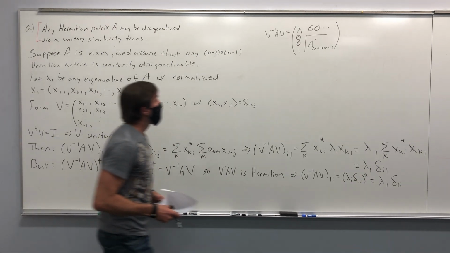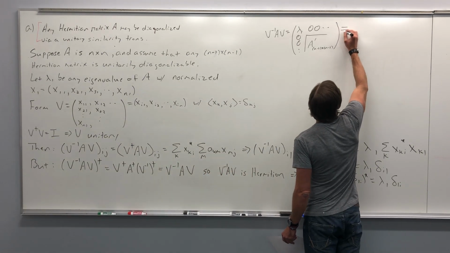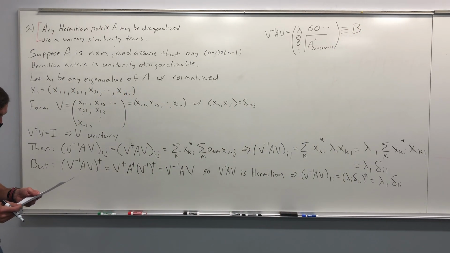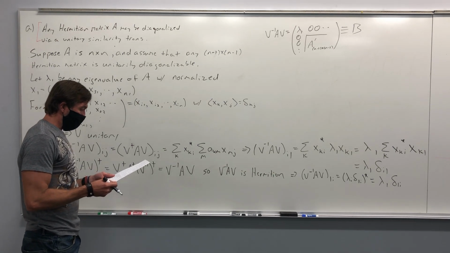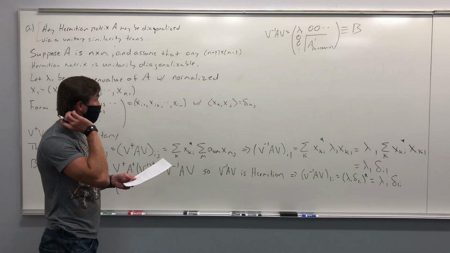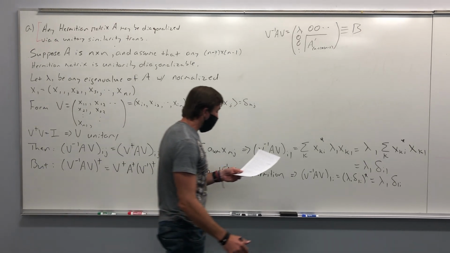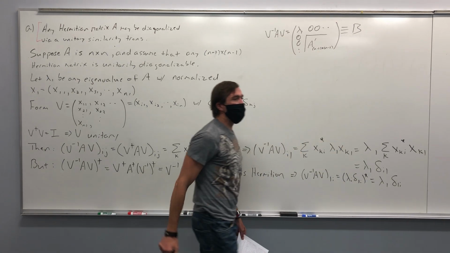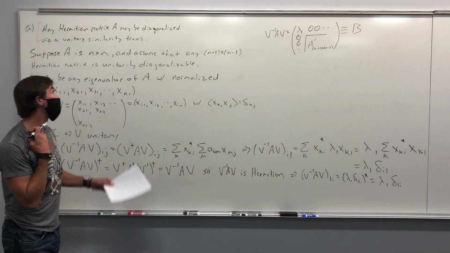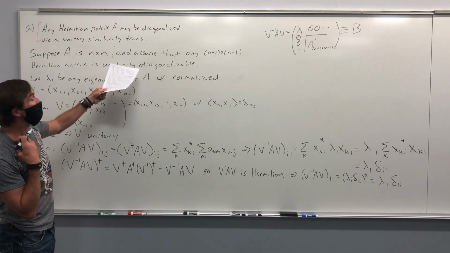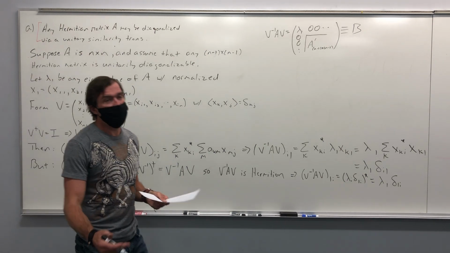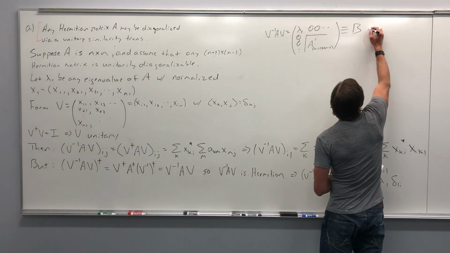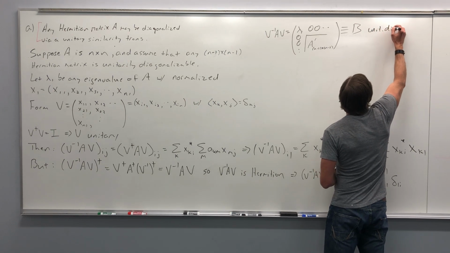Now we can define this to be the matrix B. All right? But recall our assumption. This is an n minus 1 by n minus 1 matrix, so it is unitarily diagonalizable. That means diagonalizable by a unitary transformation. Okay? So B is unitarily diagonalizable.